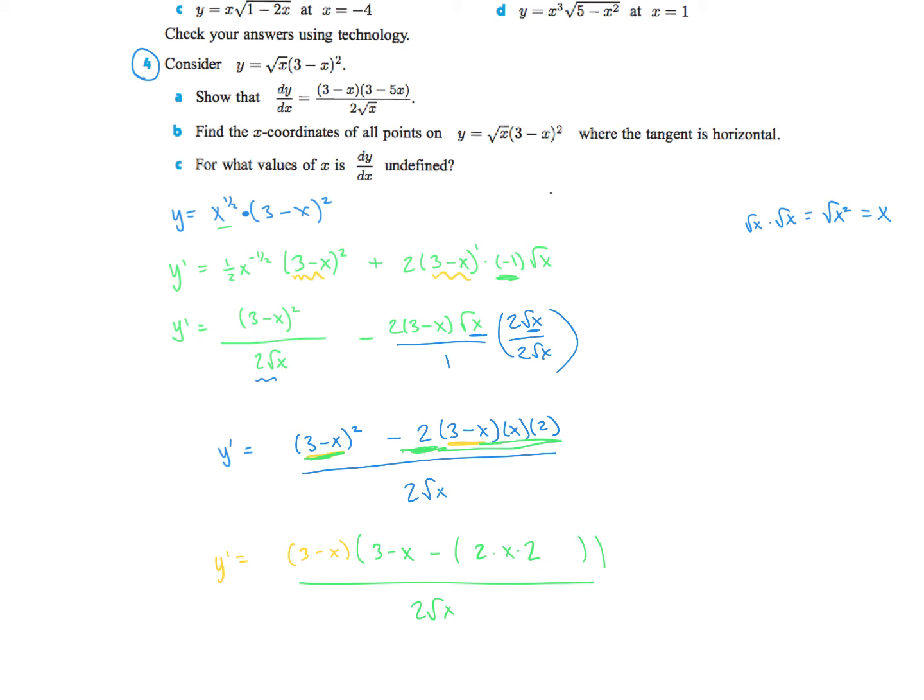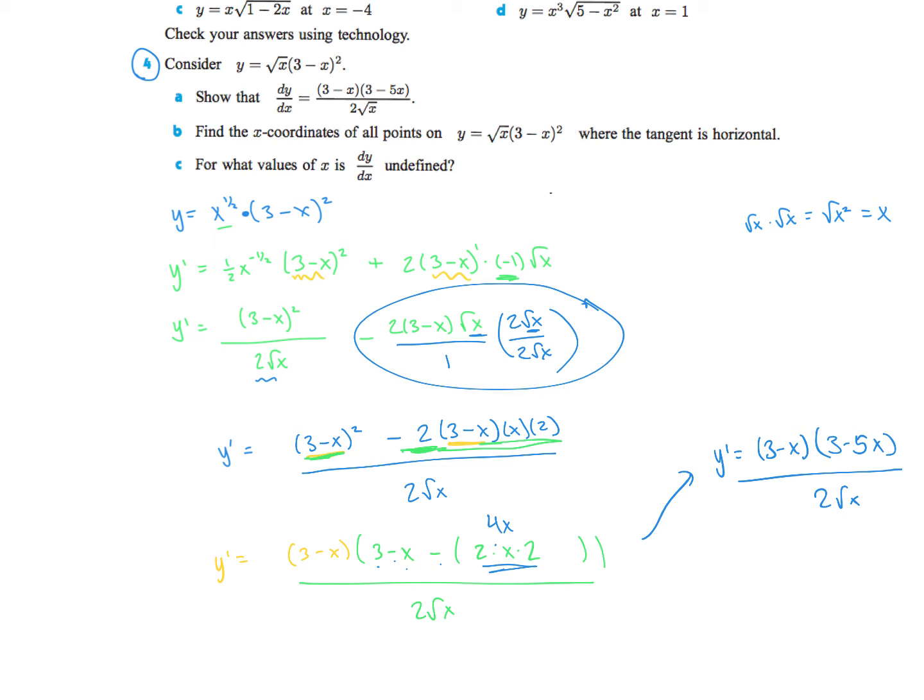Sorry, this is a little bit confusing. So I have y prime equals, this is what I factored out. Now I'm going to simplify in here. This is 4x. So I have 3 minus x minus 4x, that's 3 minus 5x all over 2 root x. Woo, we got there. Okay, so what we had to do is make a common denominator. Then we factored out the 3 minus x because it was in both terms. We wrote what was left over, and then we simplified.